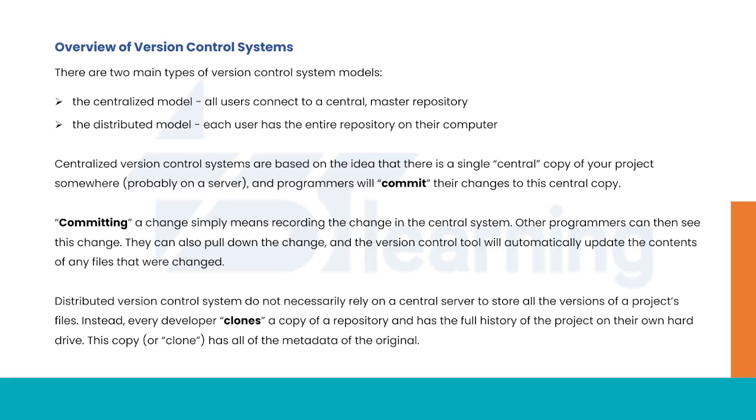They can also pull down the change, and the version control tool will automatically update the content of any files that were changed. Now, distributed version control systems do not necessarily rely on a central server to store all the versions of the project files. Instead, every developer clones a copy of a repository and has the full history of the project on their own hard drive. This copy or clone has all the metadata of the original project.